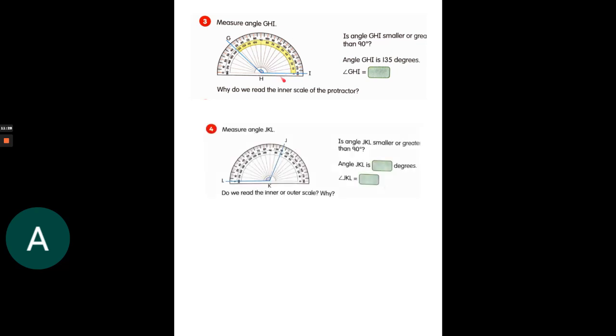Why then do we read the inner scale? Let's go round. It's 135. Okay. We read the inner scale because H and I sit on that 0 baseline.